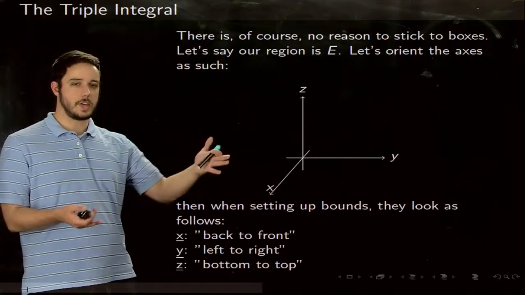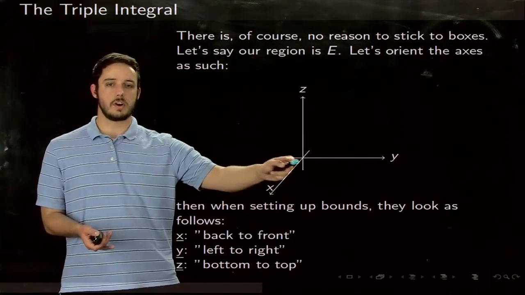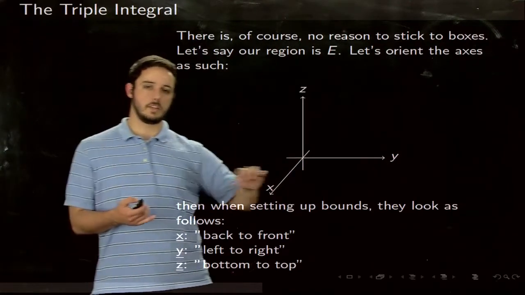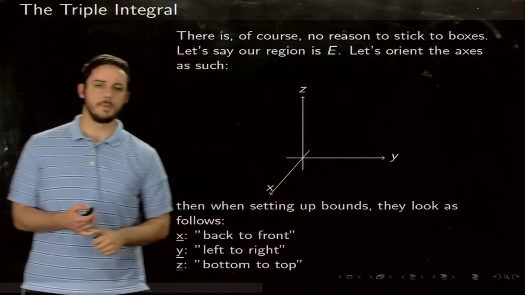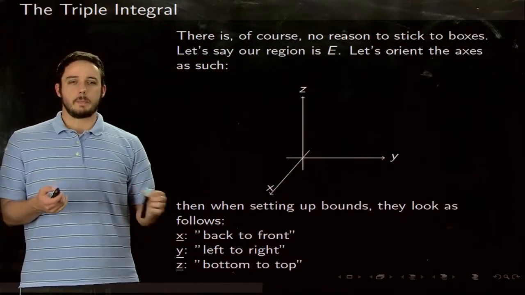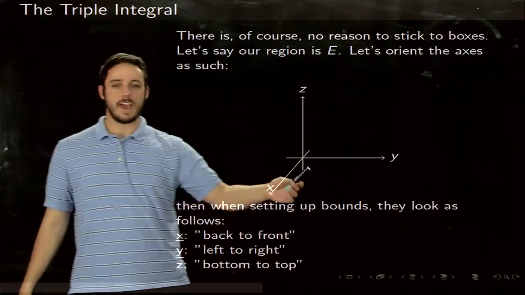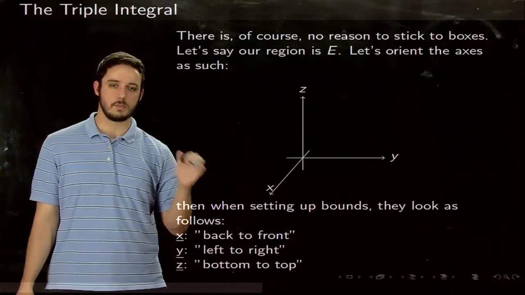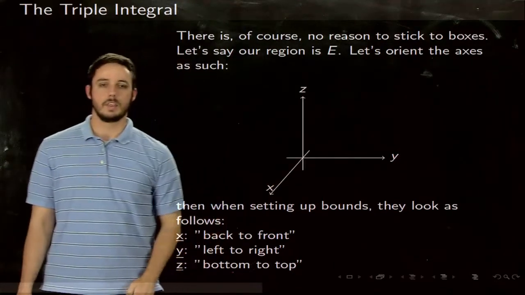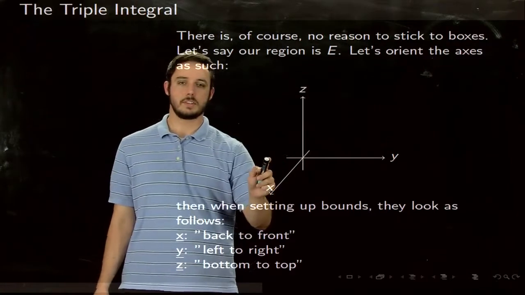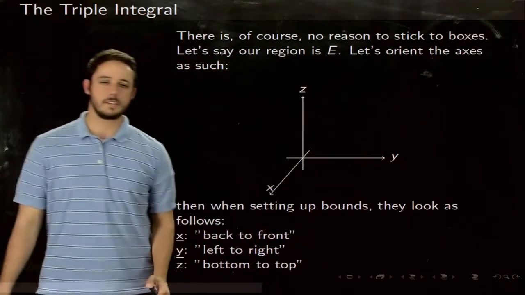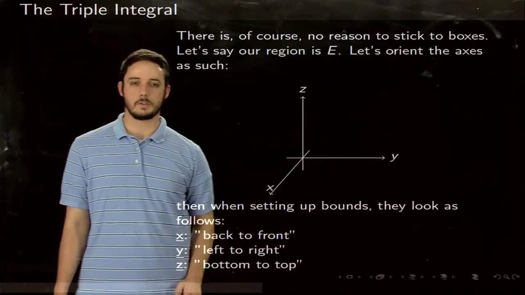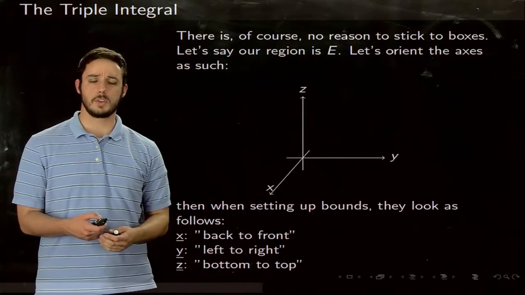We first need to talk about what the axes are, and we'll usually draw them like this, with x coming out of the page in this direction, y going this way, and z going up. Then when we set up the bounds on our integral, we're going to think of x as going from the back to the front. So positive x is the front, and negative is the back. Then y is going left to right. So this is negative y, this is positive y. And then z is going to go from the bottom to the top. So down here is negative z, up here is positive z. So that's what we'll do with our axes.